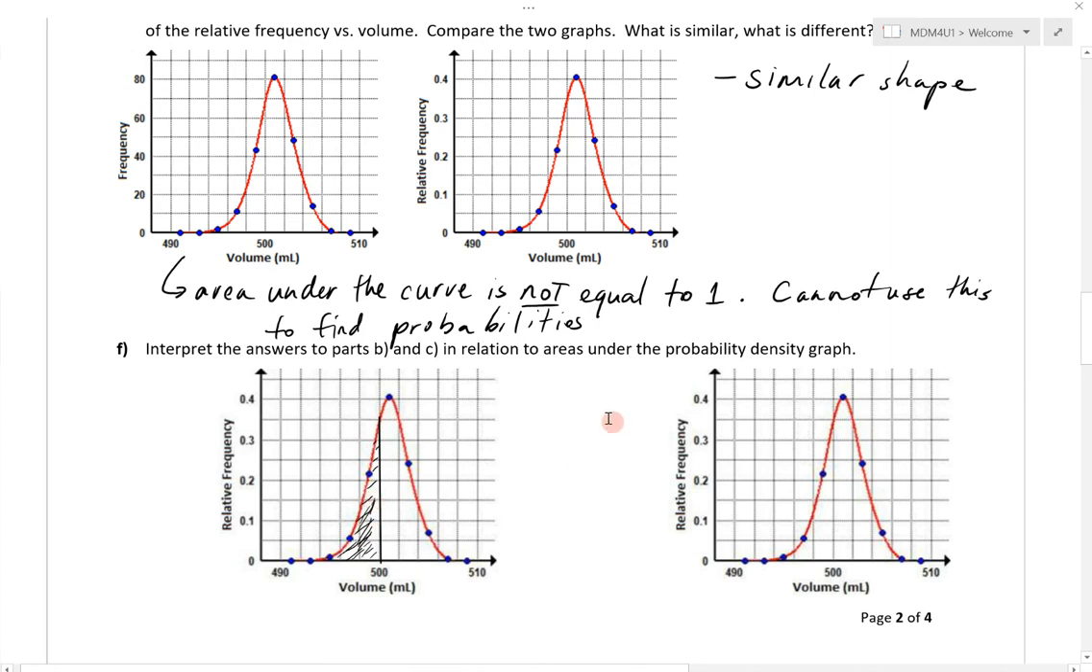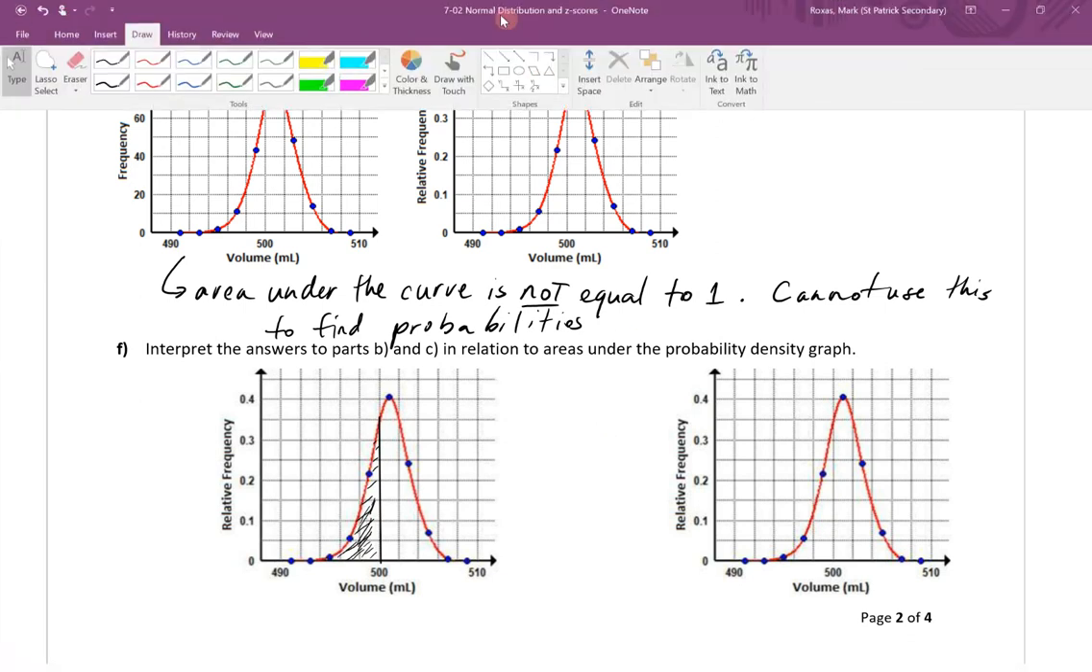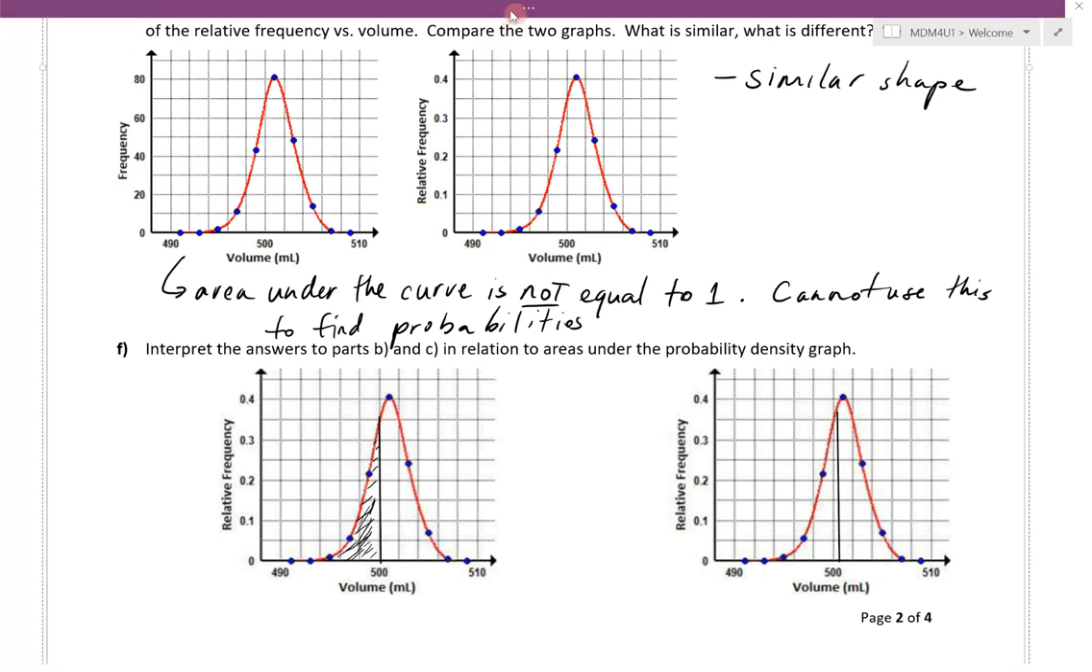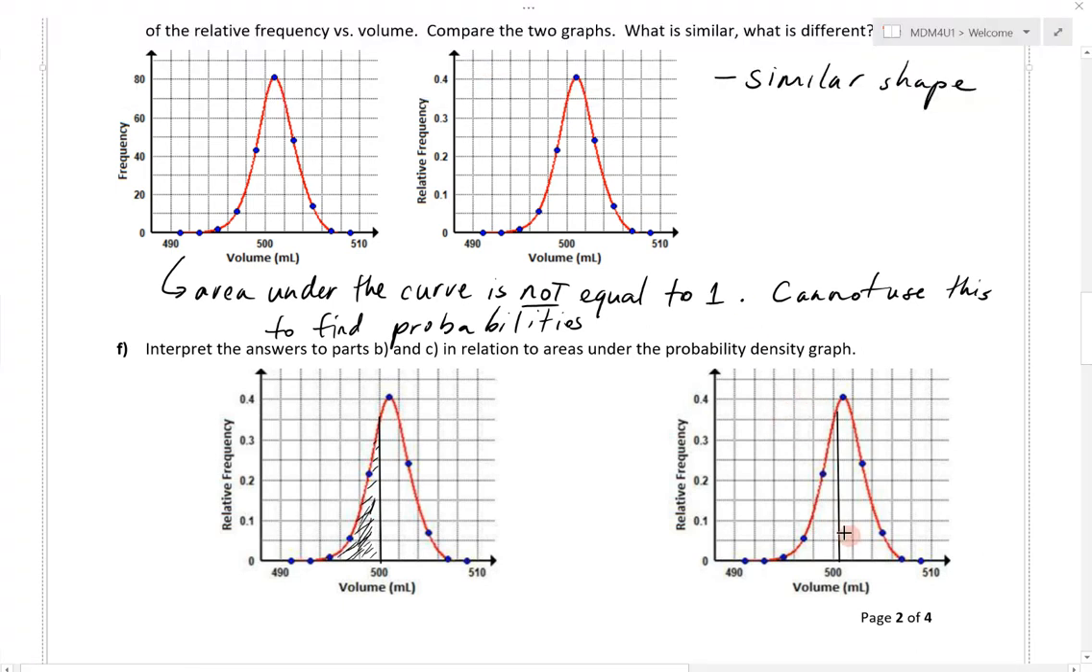And for part C, we're looking at the interval between 498 and 502, just a little bit after 500. 498 would be somewhere around here, so this portion of the graph. When we're calculating the probability densities, we're calculating the area under the graph, and that represents the probability of 62%. And for this one over here, the probability is 28%.